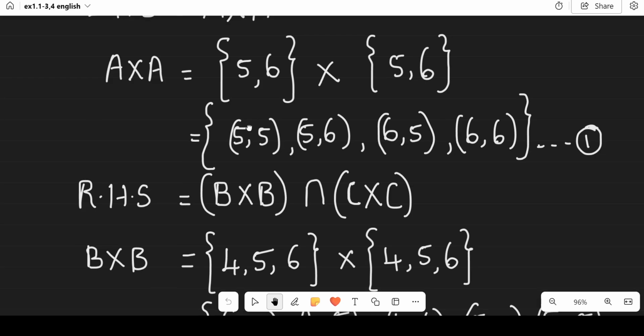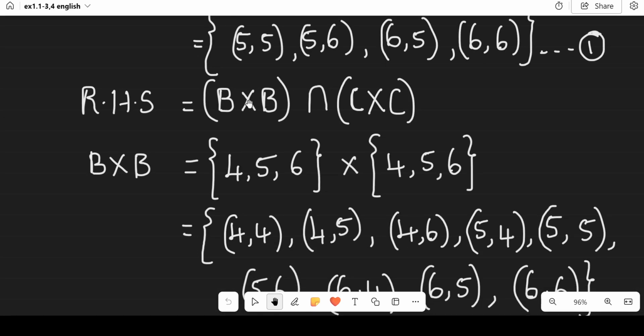Okay, and then this is the RHS, right? B cross B intersection C cross C. So we are going to simplify the first part, just enclosed by these brackets. We have two parts enclosed by the brackets, B cross B and C cross C. First, we are going to find out B cross B.